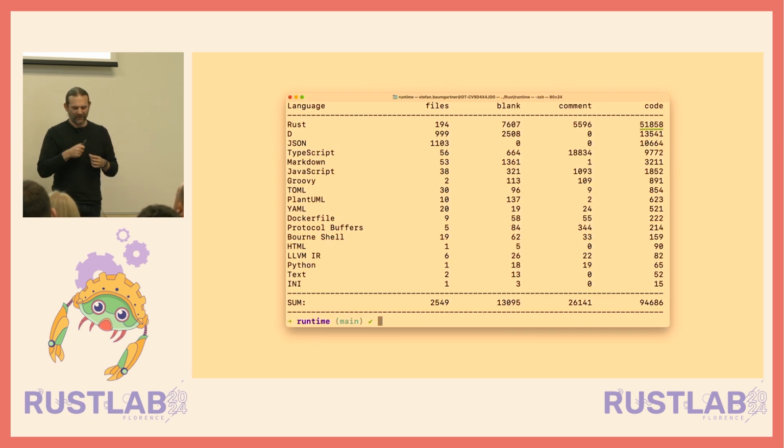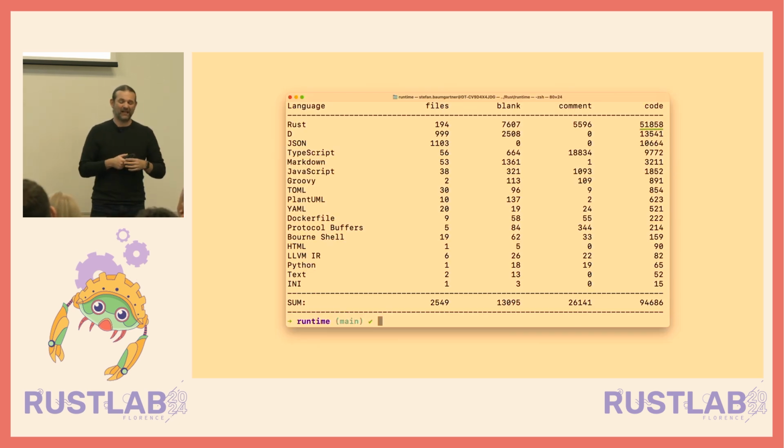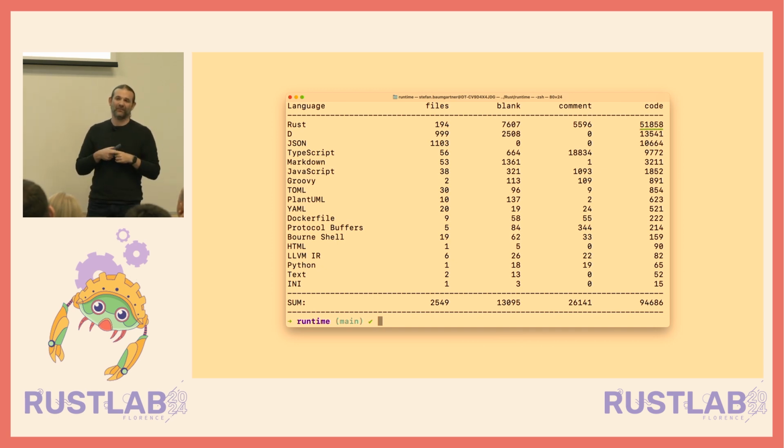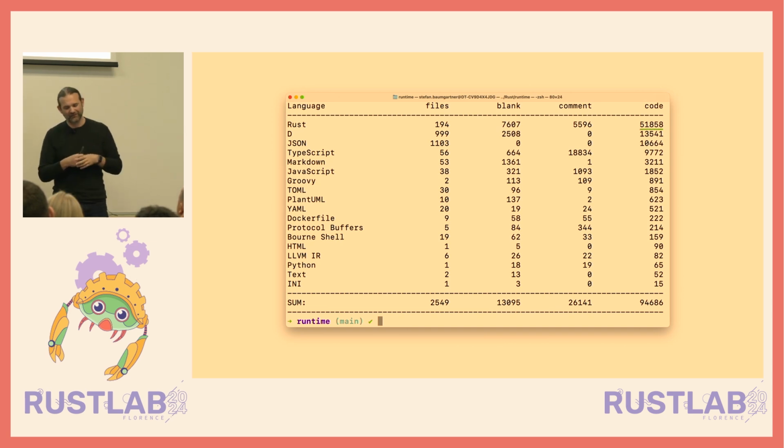This comes from a real-world project. This is our JavaScript runtime. So next door, there's Leo's talk. He tells you how to integrate the Deno crate in your Rust library. That's what we do. We have written our own JavaScript runtime based on lots of work that the Deno folks have done.